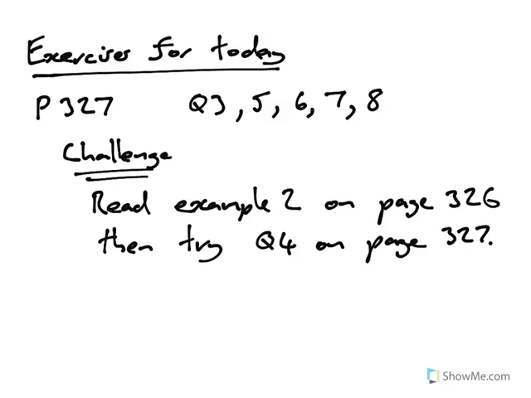There's slide 7 to look at quickly, which is the exercises for today. Can you do page 327, questions 3, 5, 6, 7, 8? I haven't put 1 and 2 down because we've just done those together. And if you want a challenge, can you read example 2 on page 326? It's the one that involves Pythagoras' theorem. And then try question 4 on page 327.